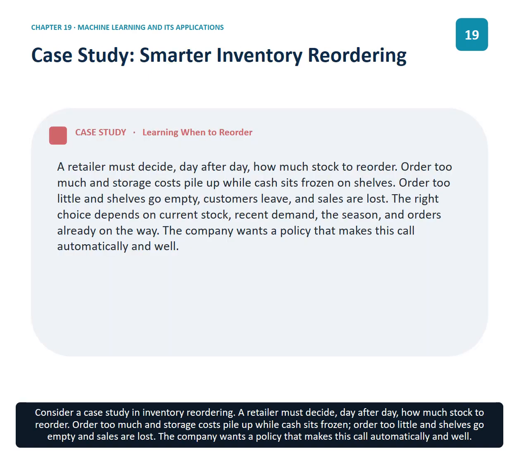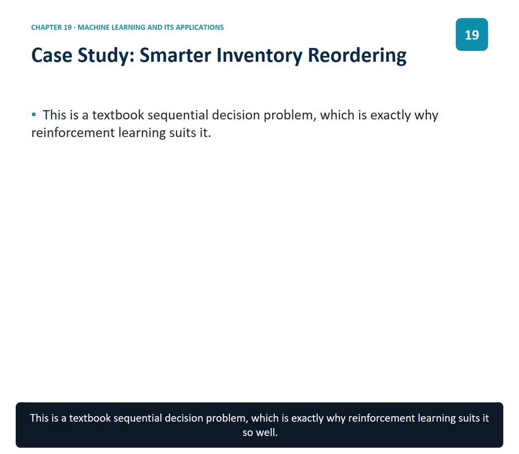Consider a case study in inventory reordering. A retailer must decide, day after day, how much stock to reorder. Order too much and storage costs pile up while cash sits frozen. Order too little and shelves go empty and sales are lost. The company wants a policy that makes this call automatically and well. This is a textbook sequential decision problem, which is exactly why reinforcement learning suits it so well.